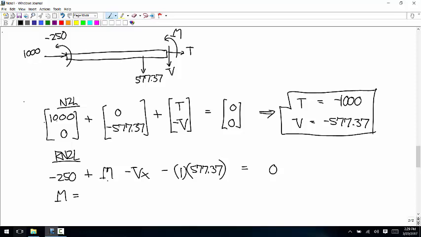What do you get if you add those two together? 827.37 plus Vx, so minus 577.37.